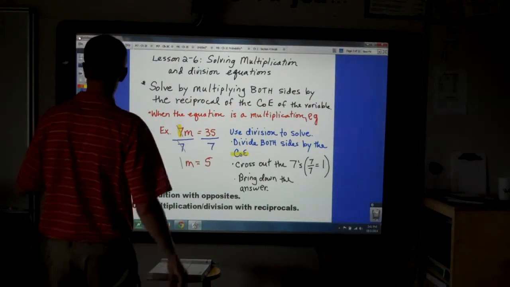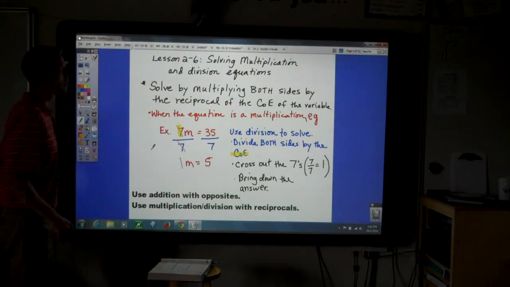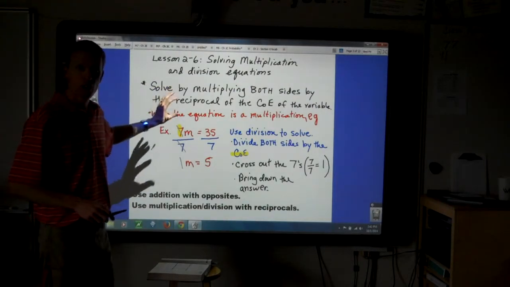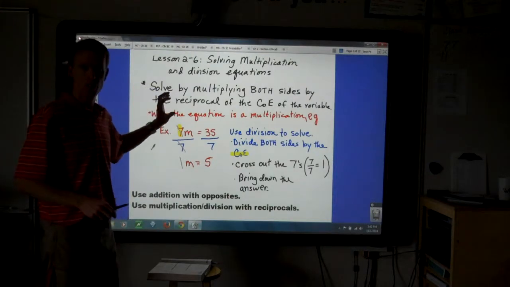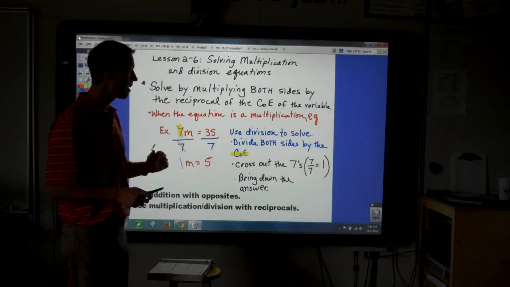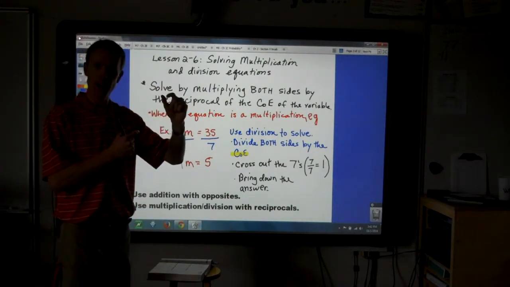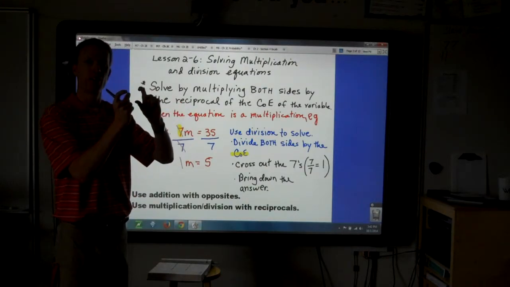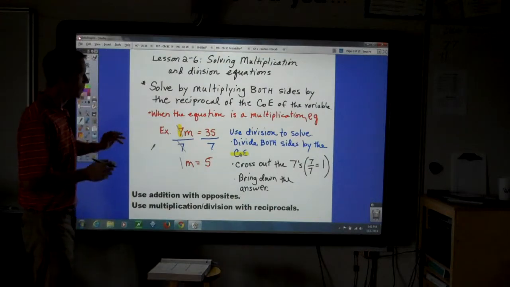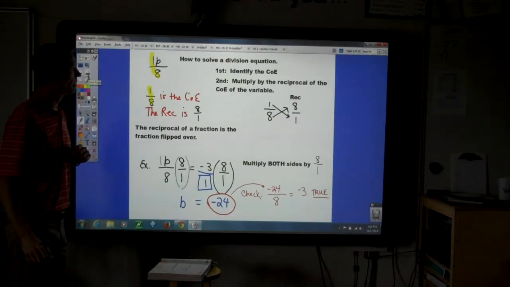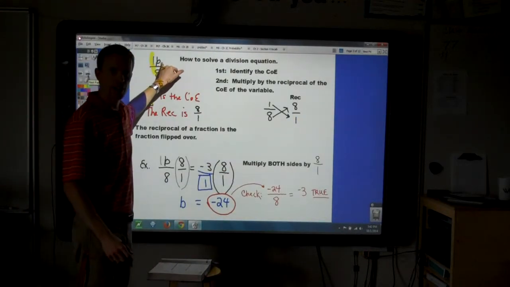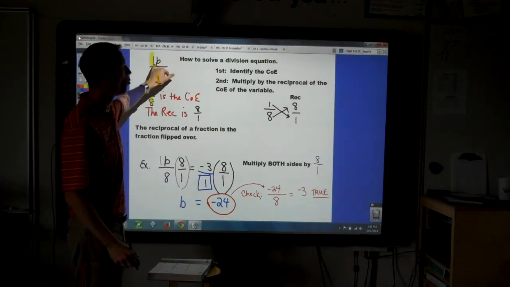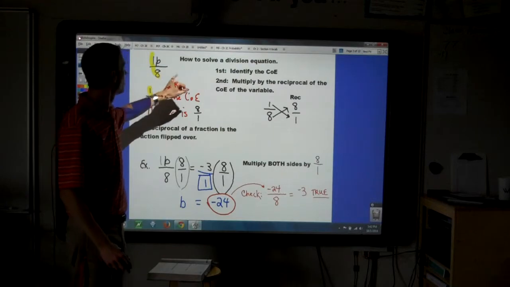Okay, I want to go through the second part of lesson 2.6 with you on multiplying and solving equations, but the equations are division equations. They have a fraction in them rather than just a number multiplied by the variable. And so in the second type of equation, you'll have a variable on top of a number. Okay, like 1b over 8.